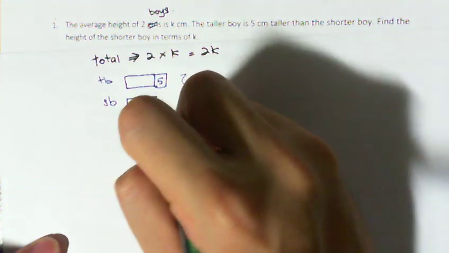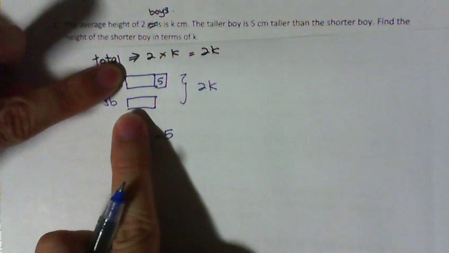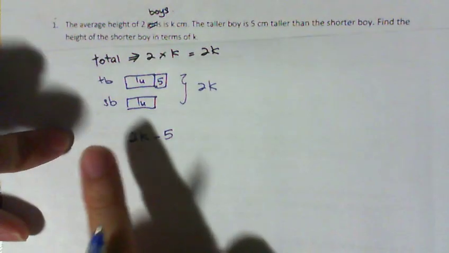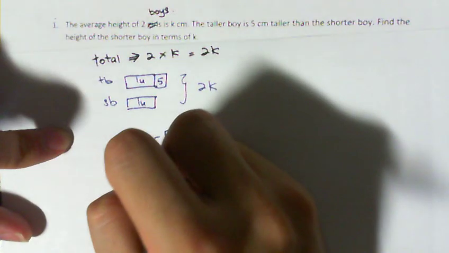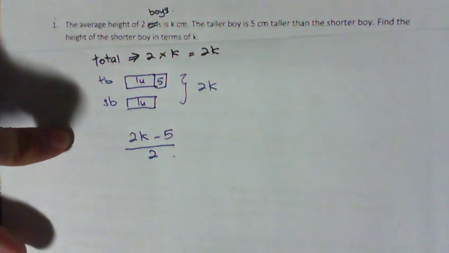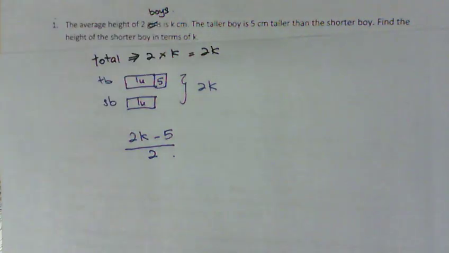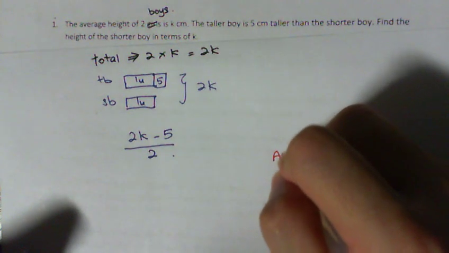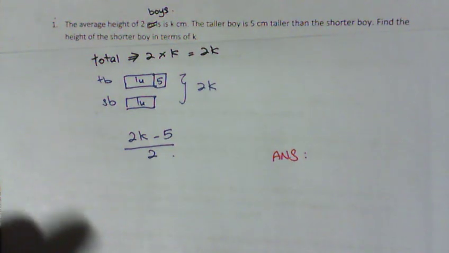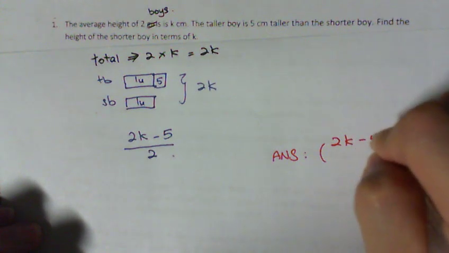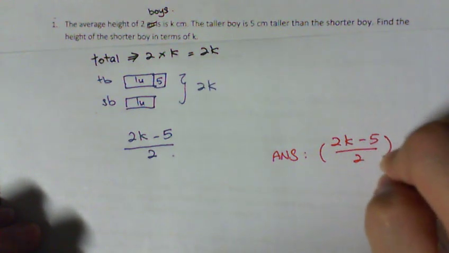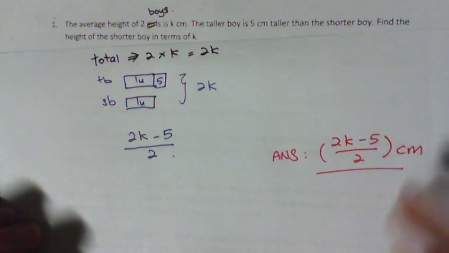2k minus 5 is the amount that these two units will share. This is 1 unit, this is 1 unit. So the shorter boy is just 1 unit, so the whole thing divided by 2. Now, this is the final answer. Always remember in PSLE, put the answer in brackets. So (2k minus 5) over 2 cm. Okay, full marks here.